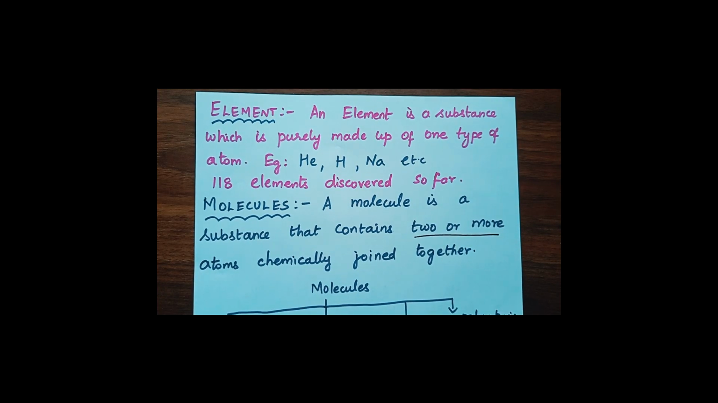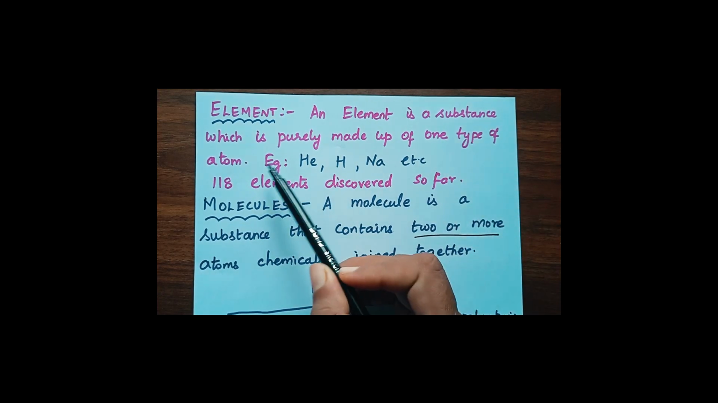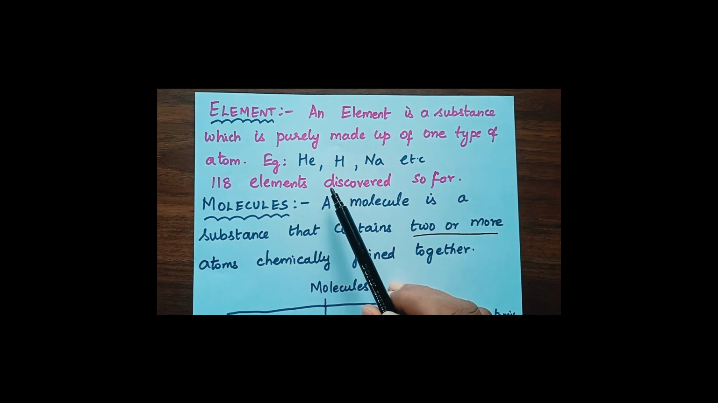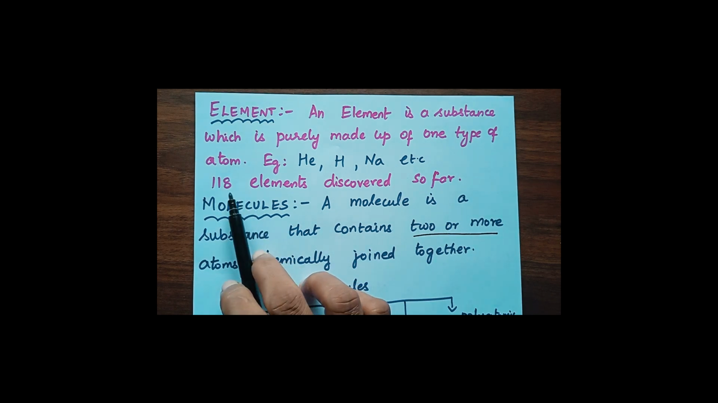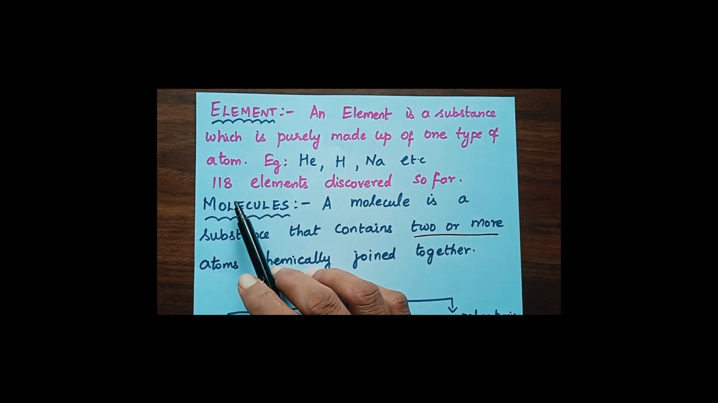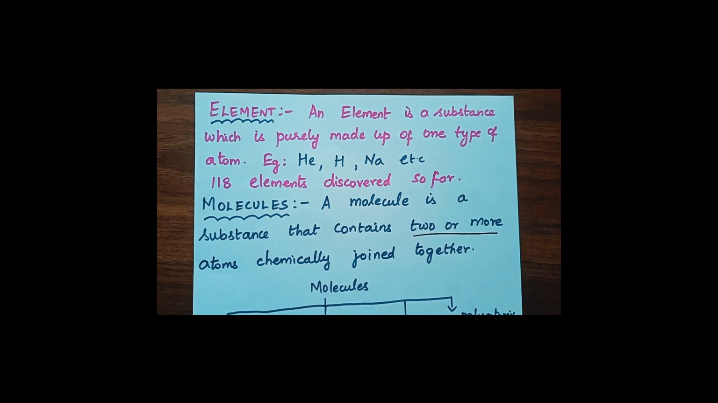Now we see what is an element. An element is a substance which is purely made up of one type of atom. For example, helium, hydrogen, sodium, etc. They have only one type of atom. There are 118 elements discovered so far. They are present in the modern periodic table.